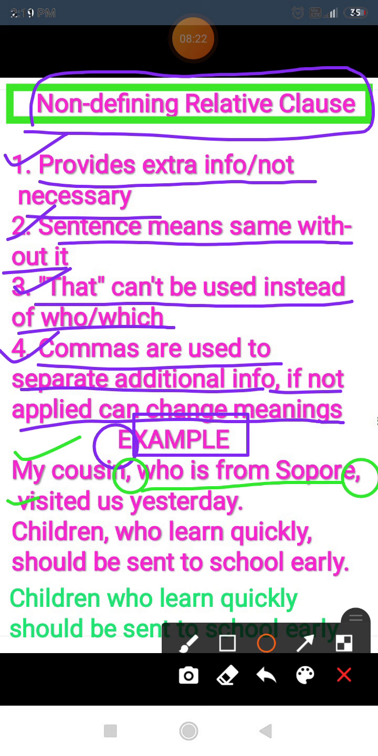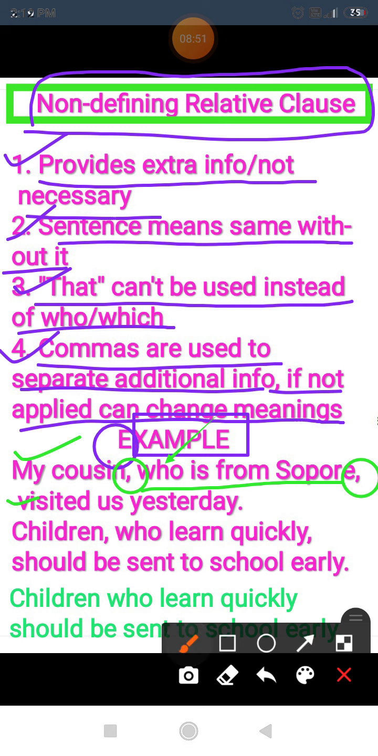Who is from Sopo ये additional information है, ये relative clause इसको हमने separate किया है, अलग किया है. जो main part of sentence है my cousin visited us yesterday, इससे अलग किया है. So if we remove it, it doesn't affect the meaning. My cousin visited us yesterday. Okay, so you can't use that here. See, we have used the relative pronoun who here. हम यहाँ पे that का इस्तेमाल नहीं कर सकते हैं.